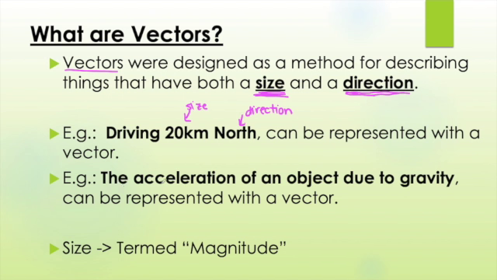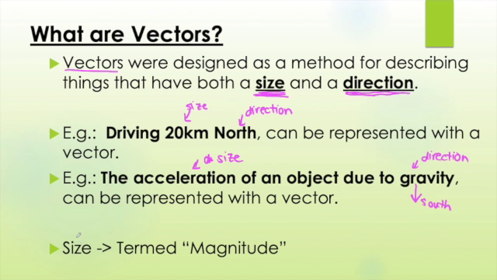The acceleration of an object due to gravity can be represented with a vector. Why? Acceleration would be our size, and then gravity is our direction. If you know anything about gravity, gravity keeps us on the ground, so it's going to be pulling us down. So we're south.